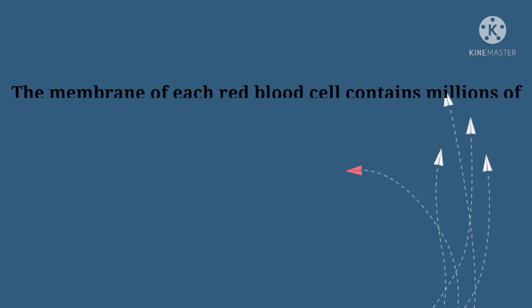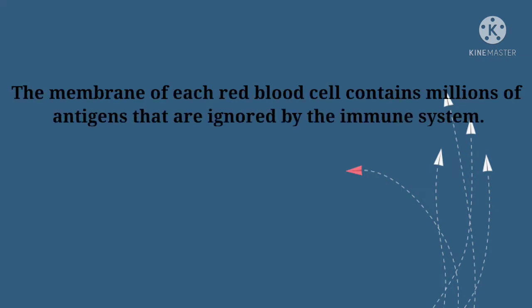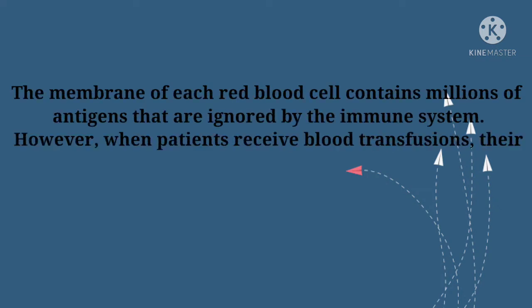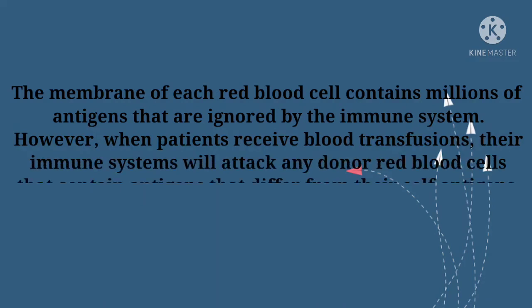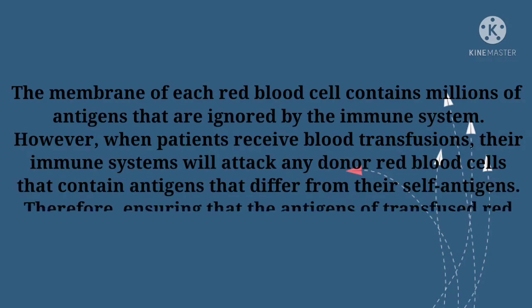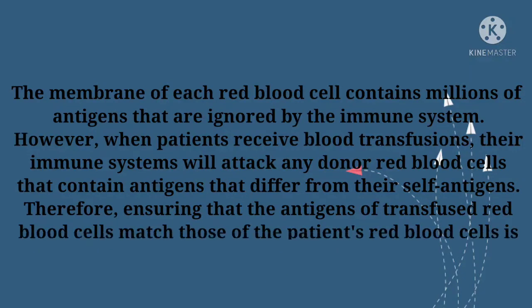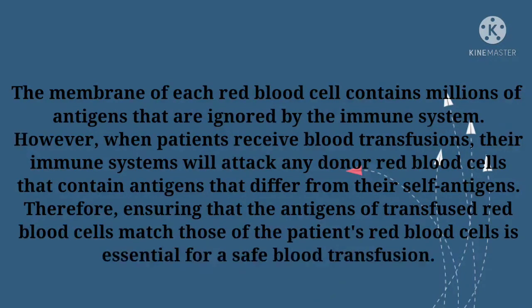The membrane of each red blood cell contains millions of antigens that are ignored by the immune system. However, when patients receive blood transfusions, their immune systems will attack any donor red blood cell that contains antigens that differ from their self-antigens. Therefore, ensuring that the antigens of transfused red blood cells match those of the patient's red blood cell is essential for a safe blood transfusion.